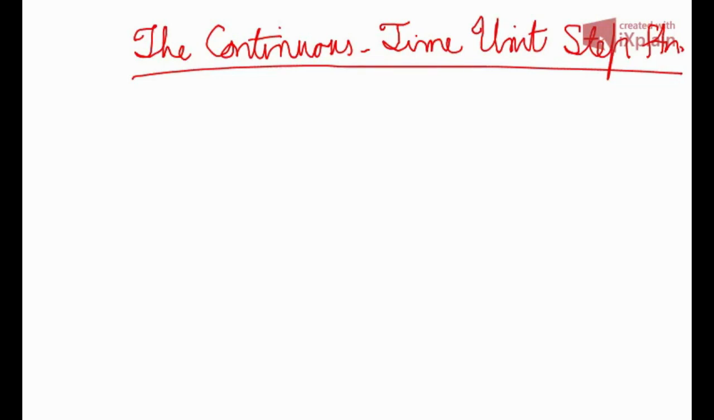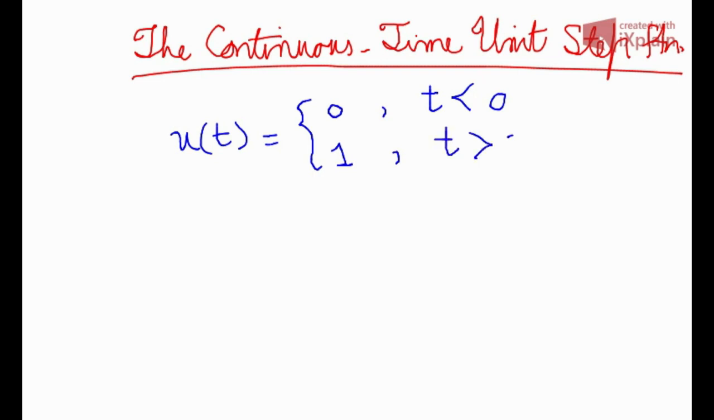In this lecture, we will discuss the continuous time unit step function. We will also see the relation of the unit step and the unit impulse function, as we discussed the unit impulse in our previous video. A continuous time unit step function, denoted by u of t, is defined mathematically as equal to 0 when time is less than 0, and equal to 1 when time is greater than 0.